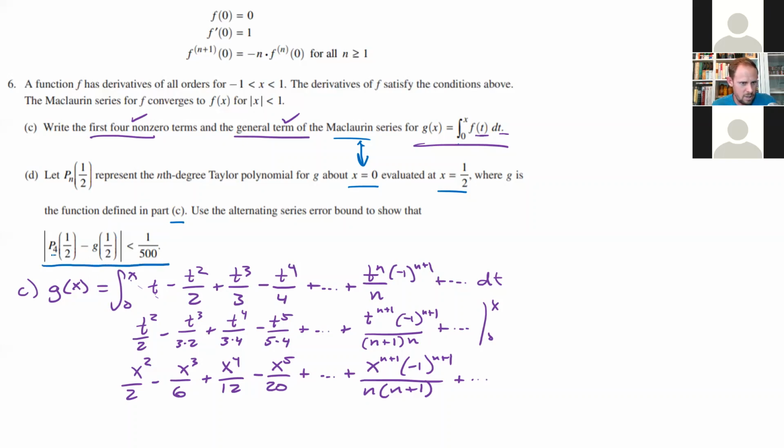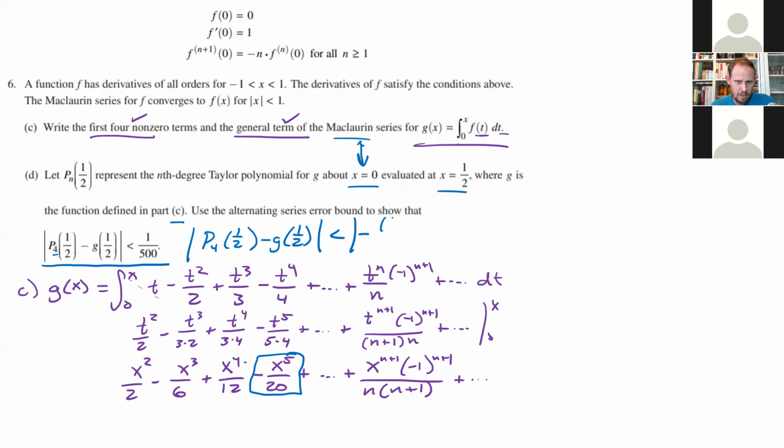All right, so this is 4th degree, P sub 4. Here's my 4th degree term, so that means the error is the 5th degree term. So this error, let's just write it out, P4 of 1/2 minus g of 1/2, the Taylor polynomial, or Maclaurin polynomial in this case, which is the same thing, minus the actual function value, will be less than the absolute value of 1/2 plugged into that next term.